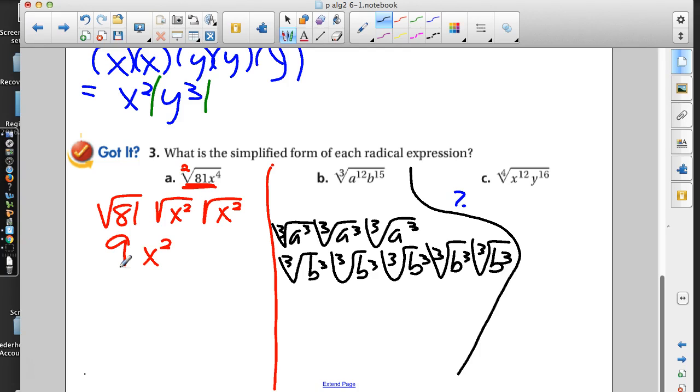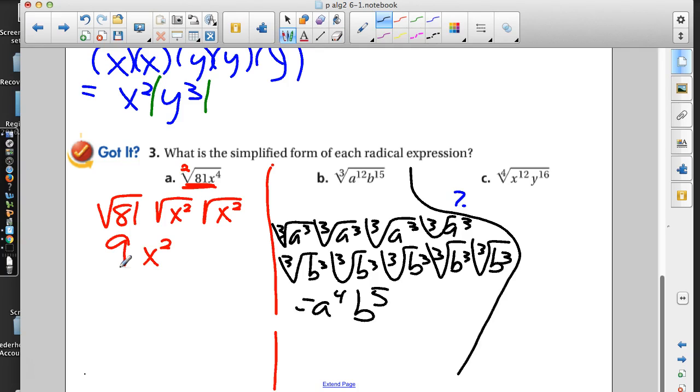And I heard people say it: this one takes a long time to write out. Yes, it does. But we get a to the third, 1, 2, 3, 4, 5 b's. And that's when you start to think, is this kind of the long way? Is there a shorter way to do this? What's the shorter way? Dividing. Using the index to divide. Oh, thank you. I thought I had 1, 2, 3. Oh, well, I shorted myself. Thank you.